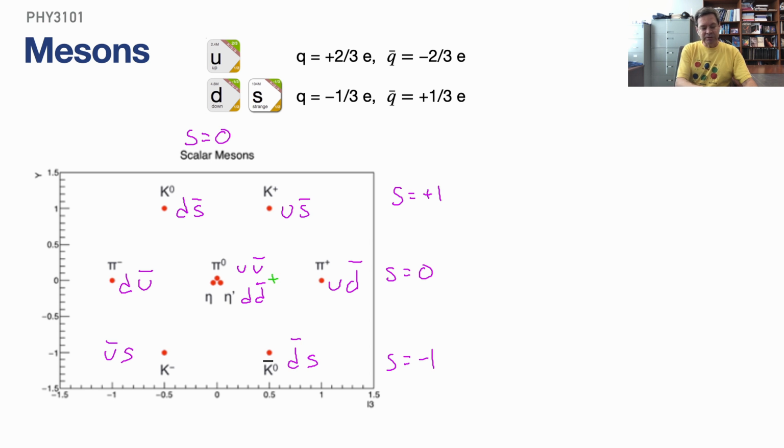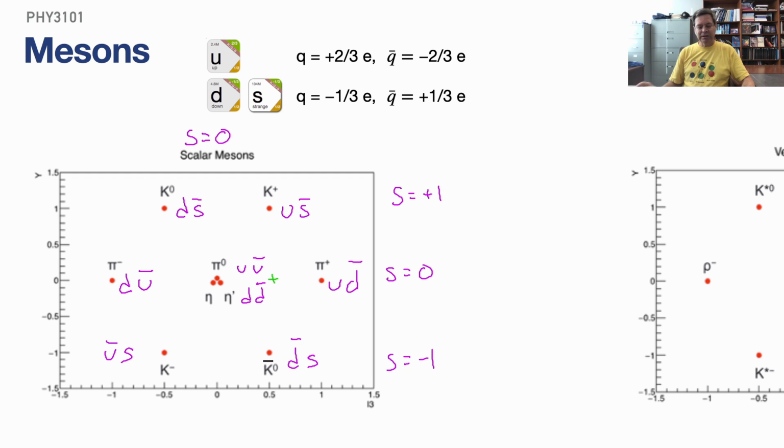And one thing to note is that the K0 really is not identical to the anti-K0, the K0 bar. The difference is one has plus 1 unit of strangeness, so it has an anti-strange quark. In the other case, it has minus 1 unit of strangeness, and it has a strange quark. So they're not the same composition, even though they're both neutral, and we've labeled them with K0, but they're different particles.